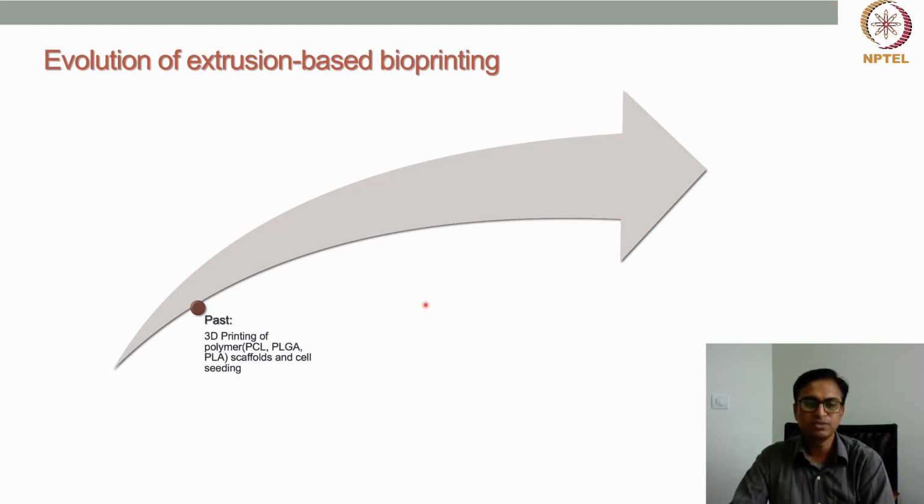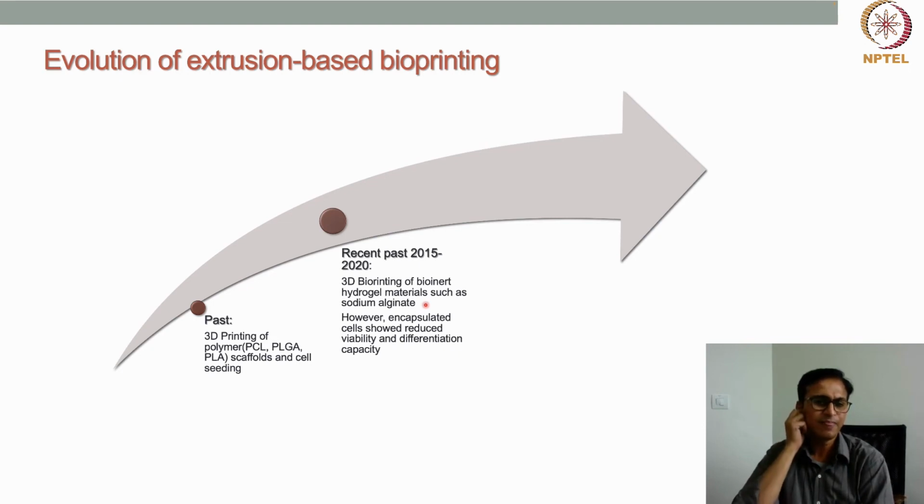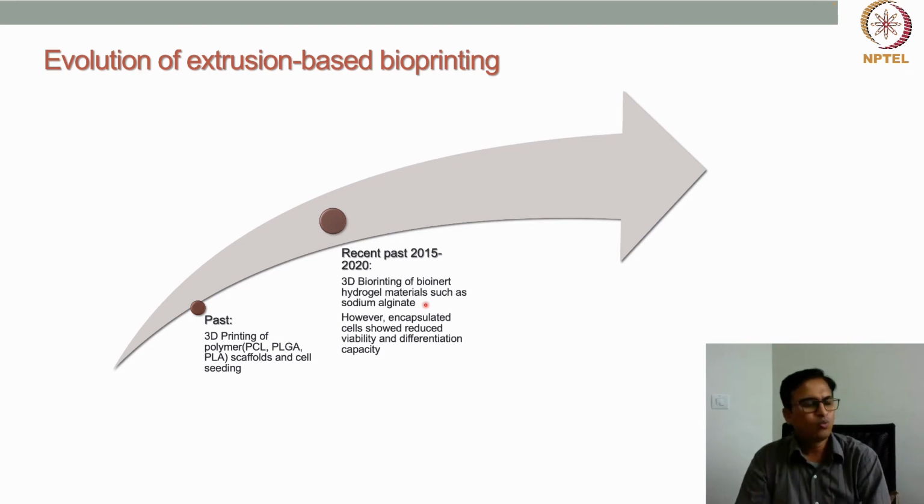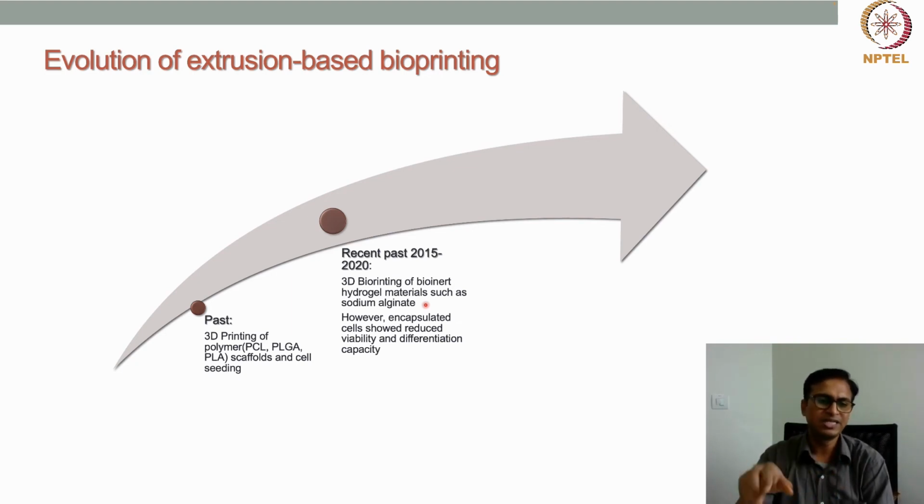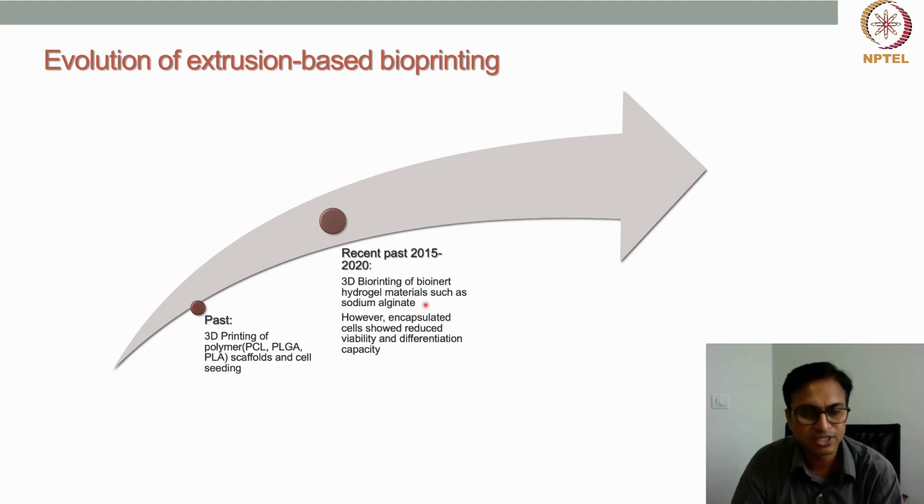Then the researchers moved on from there, and in the recent past they have been printing with bioinert materials like alginate or some other material. These materials are loaded inside the syringe, and in certain cases cells are also encapsulated within the material, and are extruded through the syringe, printed on the stage, and different types of structures are made. But the disadvantage is that in certain cases a reduced cell viability was found, also reduced functionality of the cells, because these materials are mostly bioinert. They don't support cell attachment as such, so that is also a problem.